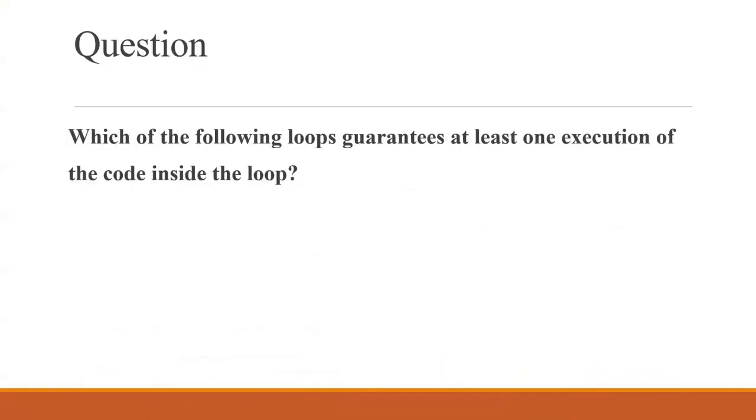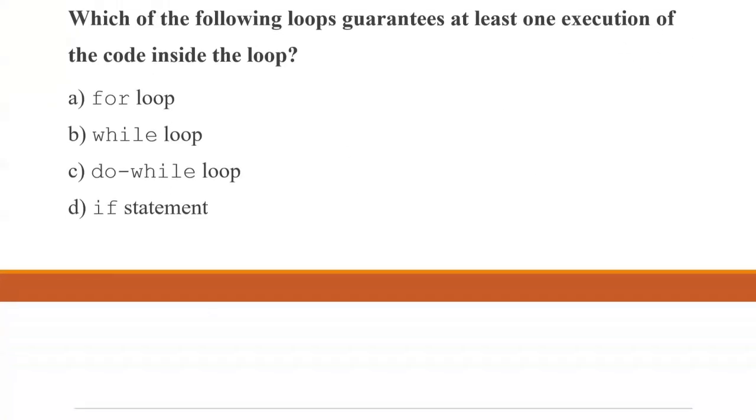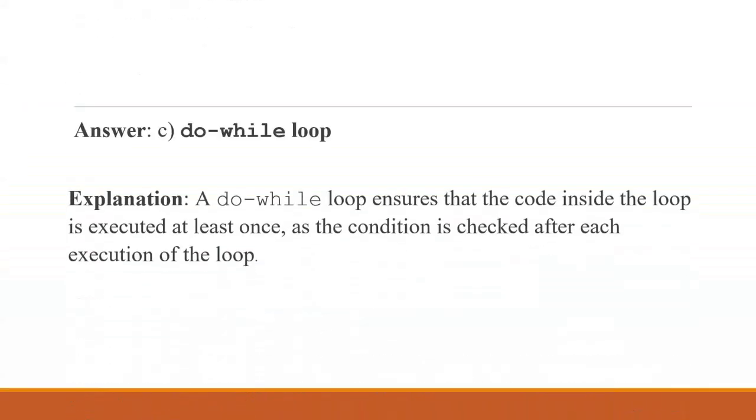Which of the following loops guarantees at least one execution of the code inside the loop? Okay, we are talking about a for loop, a while loop, a do while loop, and an if statement. So we are talking about a do while loop, because a do while loop ensures that the code inside the loop is executed at least once, as the condition is checked after each execution of the loop.